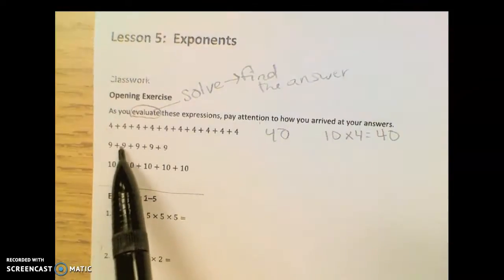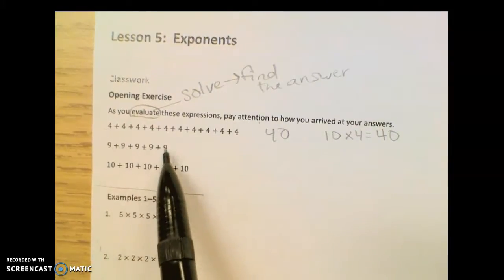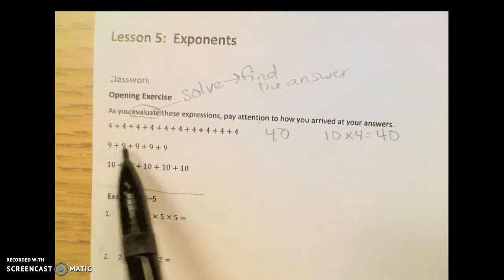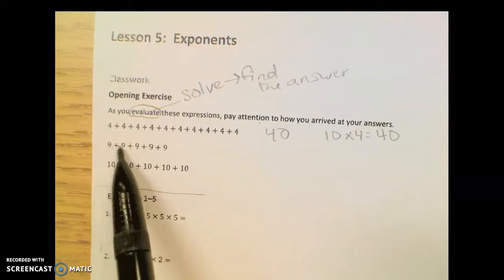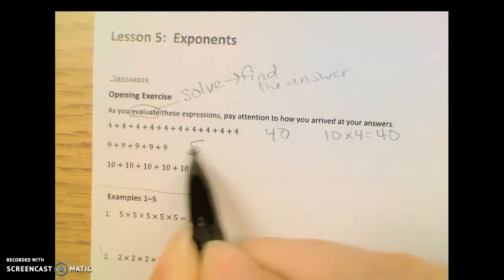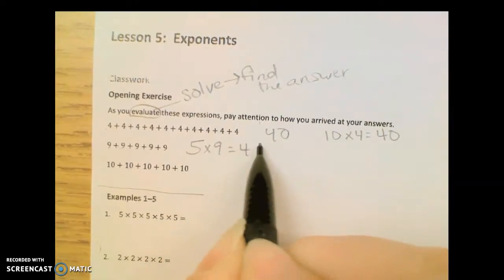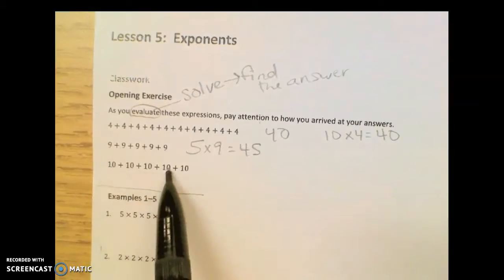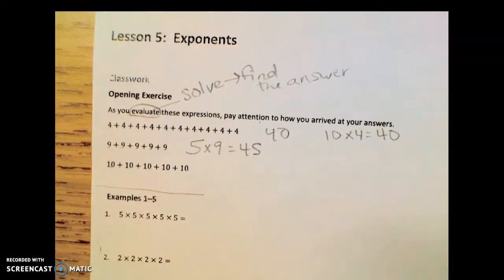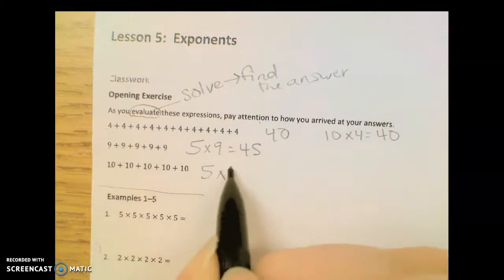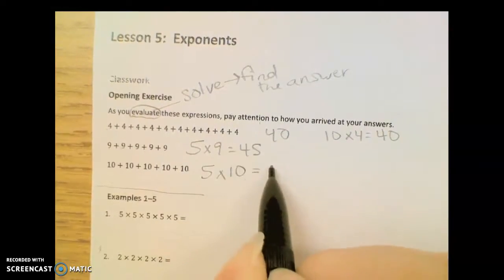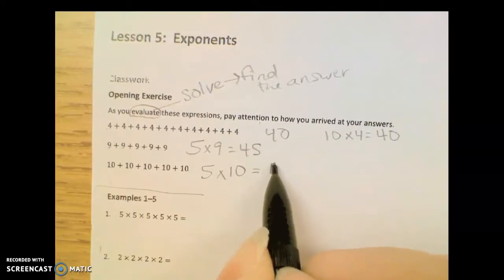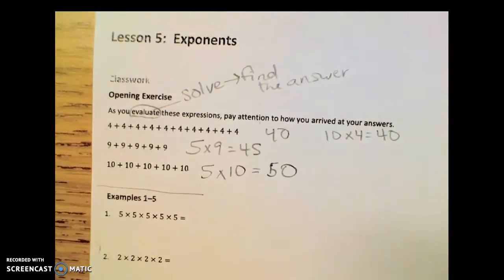For the 9s, again, you could have counted on. You could have done 18 plus 9 more. You could have also looked that it is 5 groups of 9, which is equal to 45. And same thing here with the 10, 20, 30, 40, 50. On that one, it might just be as efficient to just count up by 10s because it's quick, or to recognize it's 5 groups of 10. Therefore, it is 50. Sorry.